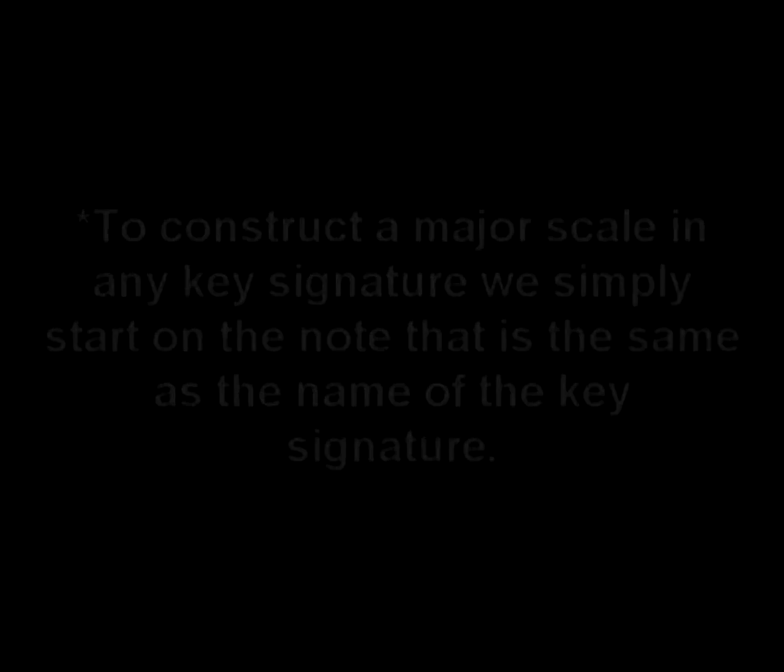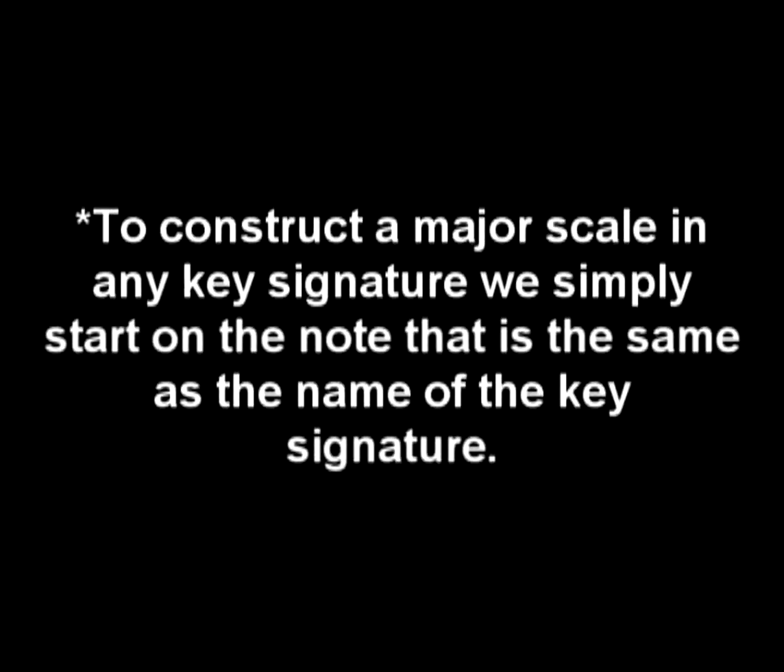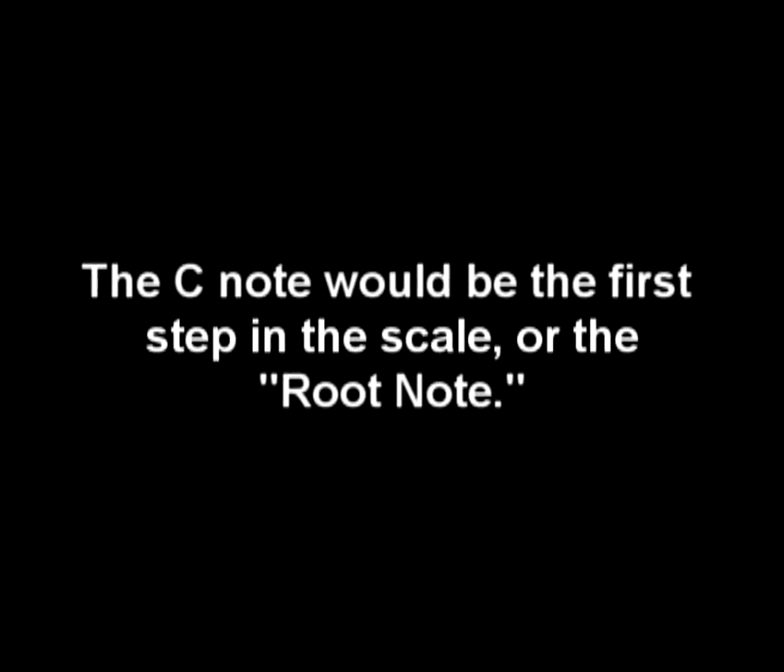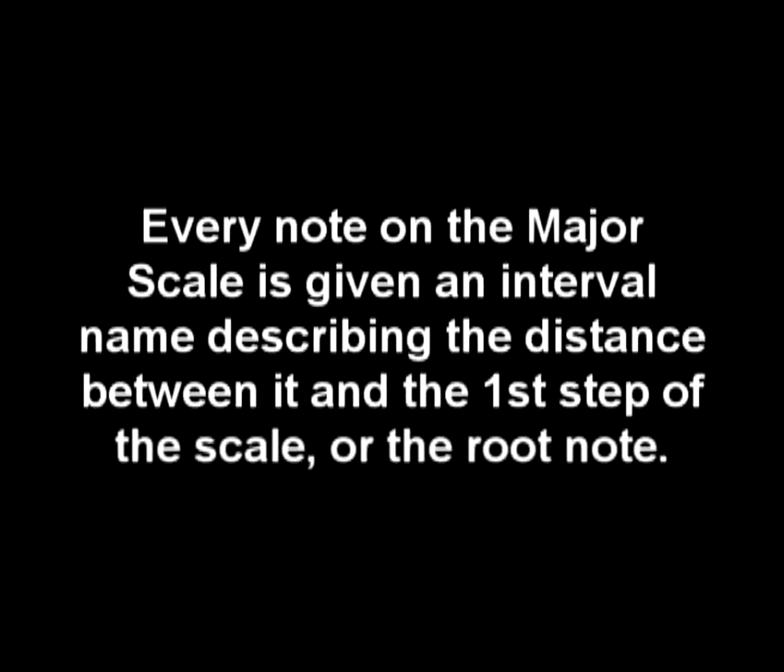To construct a major scale in any key signature, we simply start on the note that is the same as the name of the key signature. For example, to construct the major scale in the key of C, we start on the note C and follow the formula. The C note would be our first step in the scale. It can also be called the root note. Every note in the major scale is given an interval name describing the distance between it and the first step of the scale, or the root note.